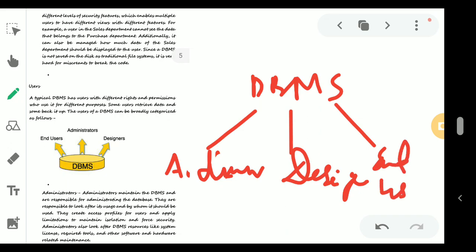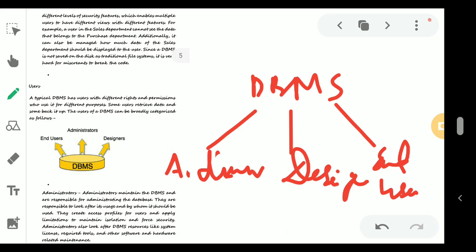Okay, who are actually those persons? Who is the administrator? Who is the designer? And who are the end users? Okay, so there is a classification. Under user, there are multiple different database users. Okay, so let's first discuss this from the user point of view.